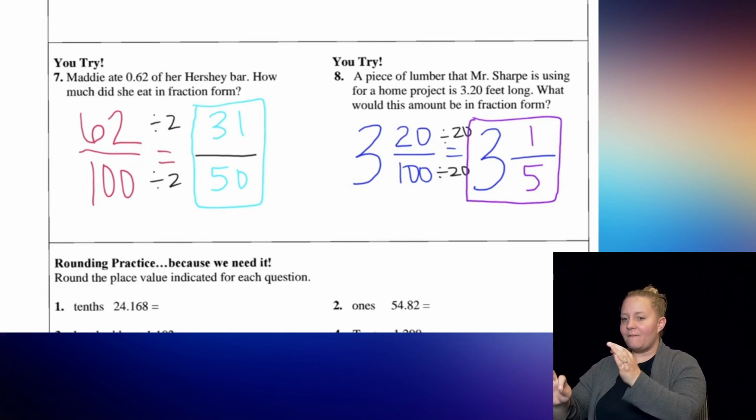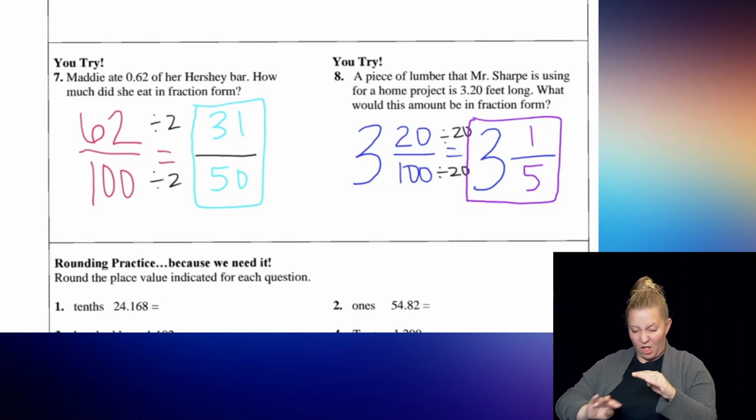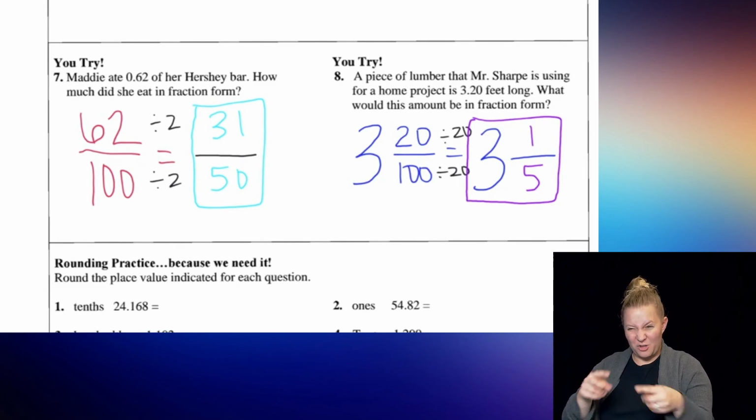This rounding practice, we're actually going to wait and do that as a bell work together in class. So go ahead, and you are done with the notes for today. Good luck on your problems.